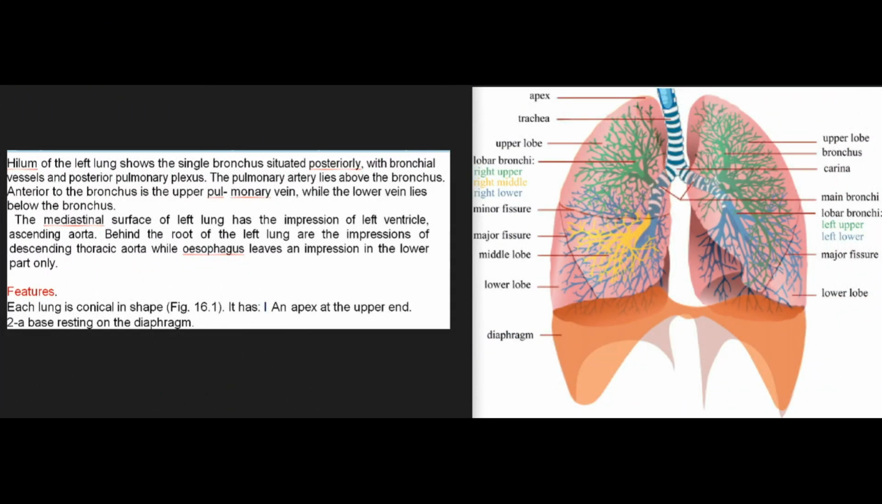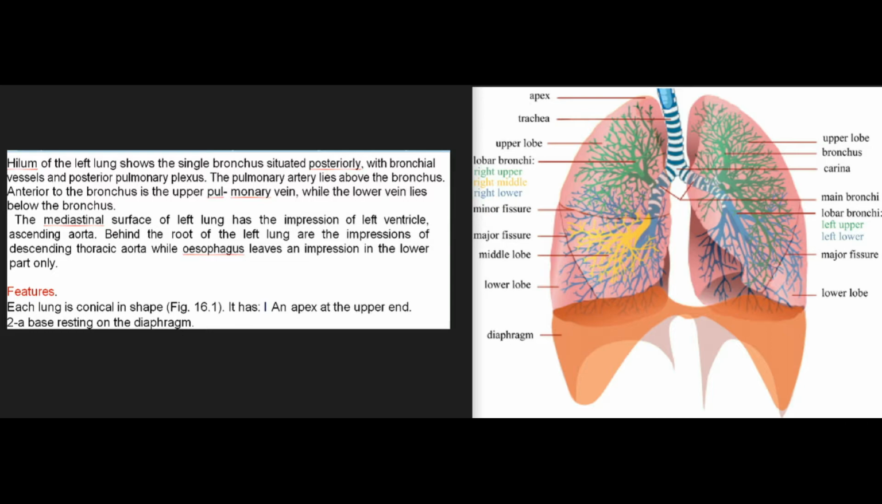The hilum of the left lung shows the single bronchus situated posteriorly, with bronchial vessels and posterior pulmonary plexus. The pulmonary artery lies above the bronchus. Anterior to the bronchus is the upper pulmonary vein, while the lower vein lies below the bronchus. The mediastinal surface of the left lung has the impression of the left ventricle and ascending aorta. Behind the root of the left lung are the impressions of the descending thoracic aorta, while the esophagus leaves an impression in the lower part only.